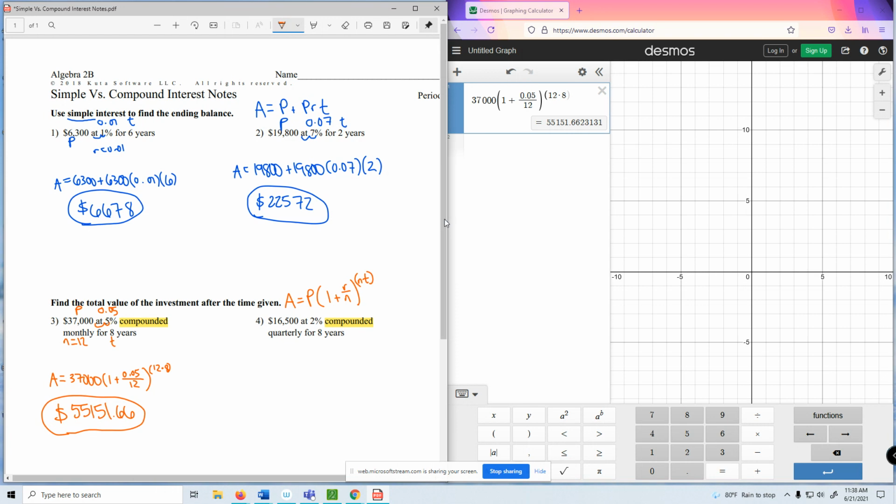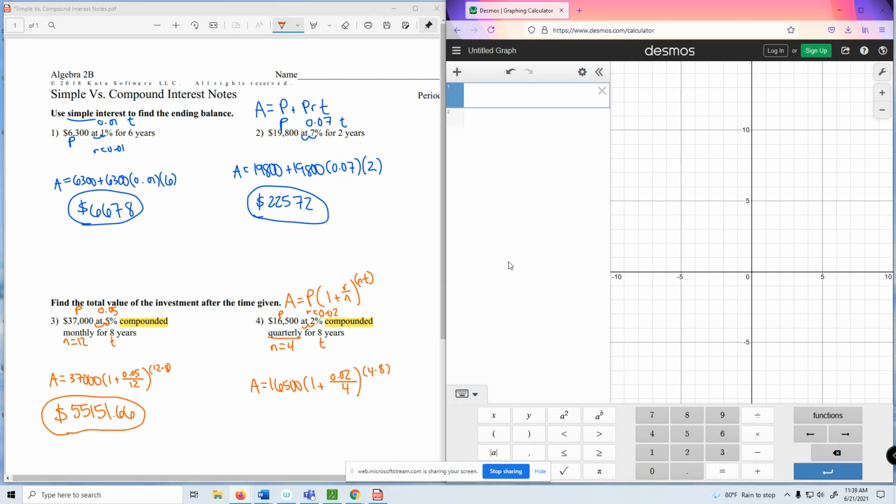Let's try one more. So starting amount here is 16,500. When I switch 2 into a rate decimal, that's going to be 0.02. Compounded quarterly. Quarterly is 4 times a year, so N equals 4. T is once again 8, just a coincidence. T won't always be 8. So filling things in, 16,500, 1 plus our rate, which is 2%, 0.02. This time N is 4, so divided by 4. And then parentheses for your exponent, 4 for N times your T, which is 8.